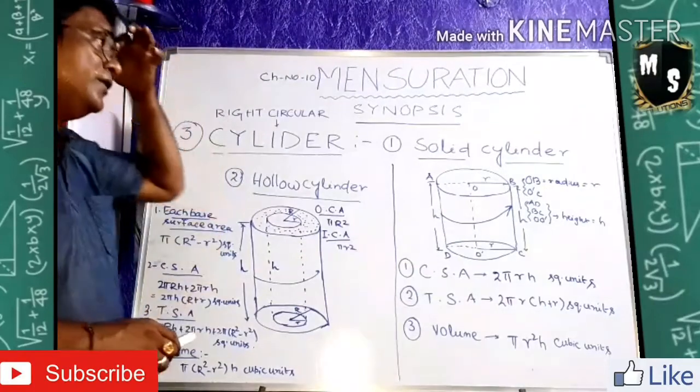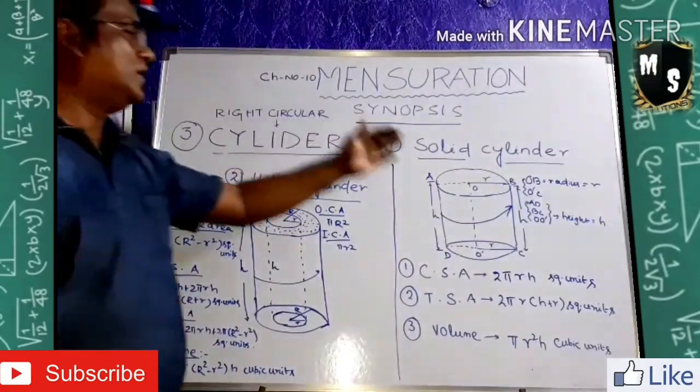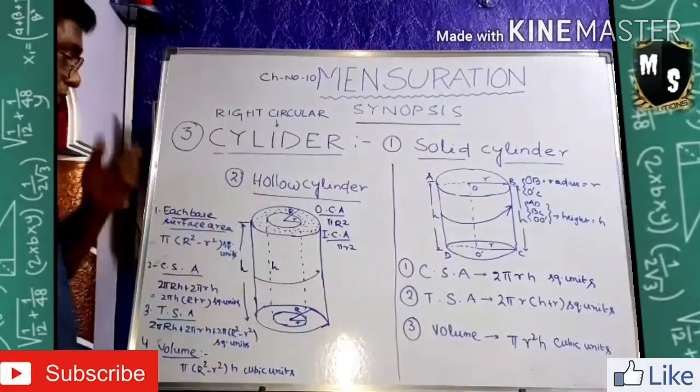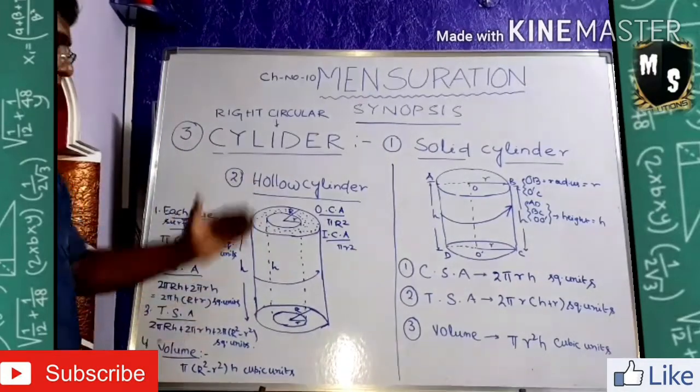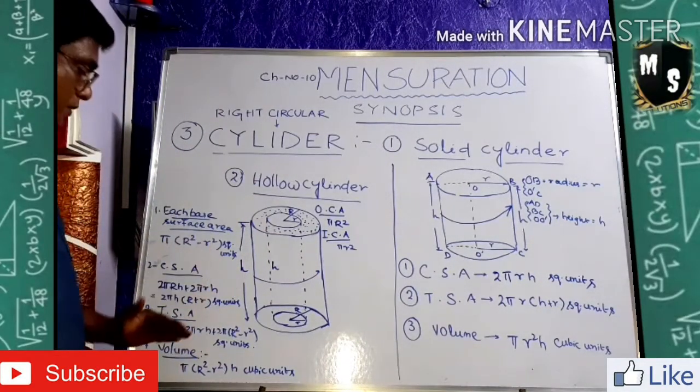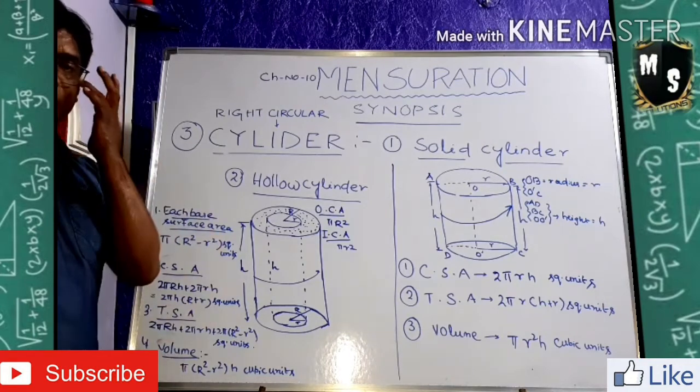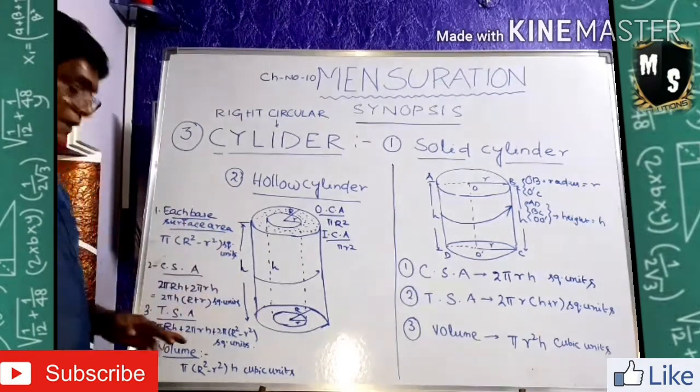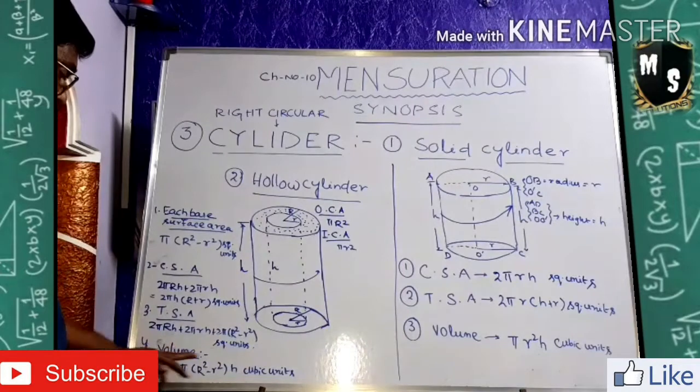In many books you can get the formula for the solid cylinder, but many books may not give you the hollow cylinder formula. Please write it from the board. By thorough listening, you can also write it in your notes. Please write it in your notes.